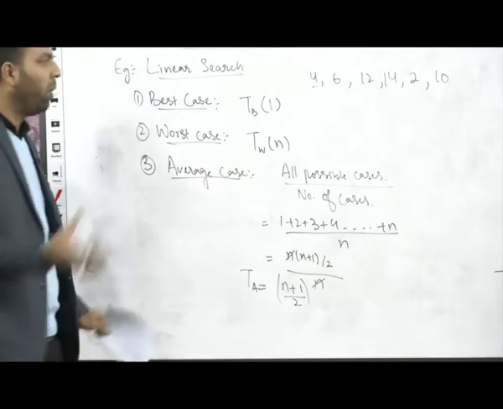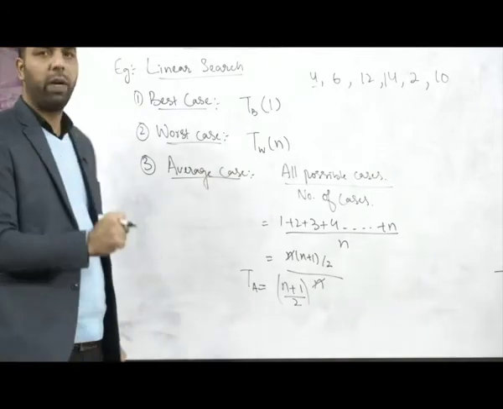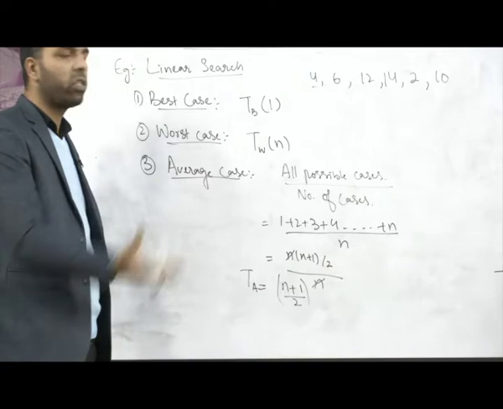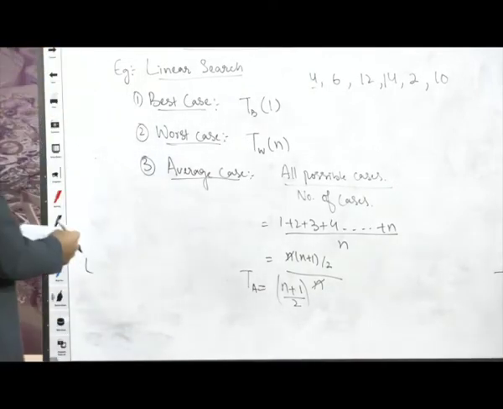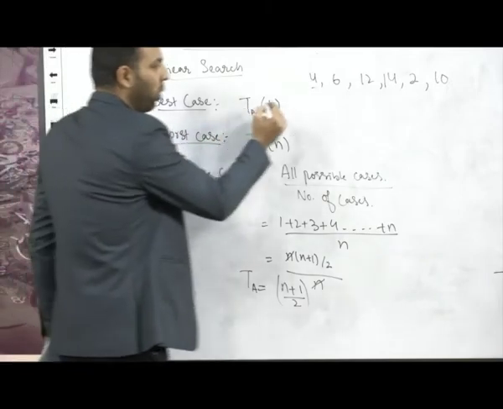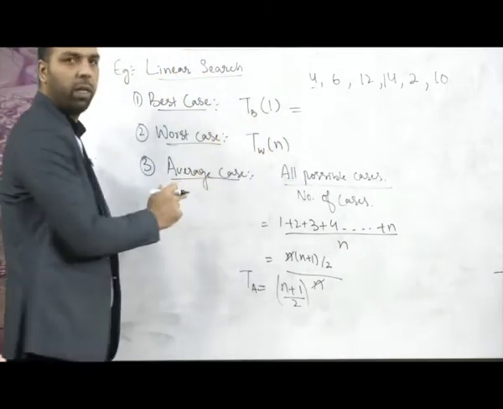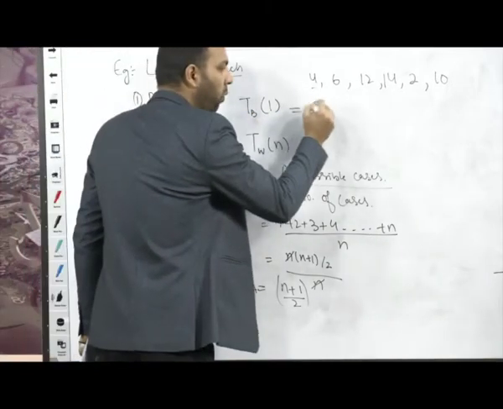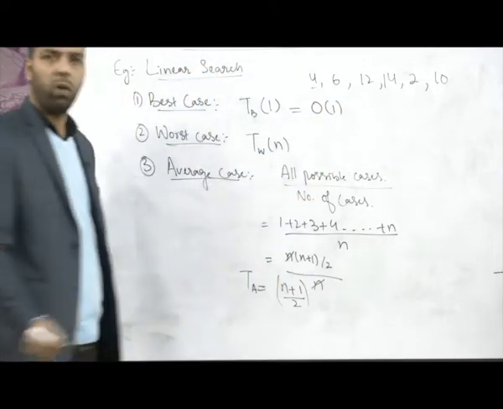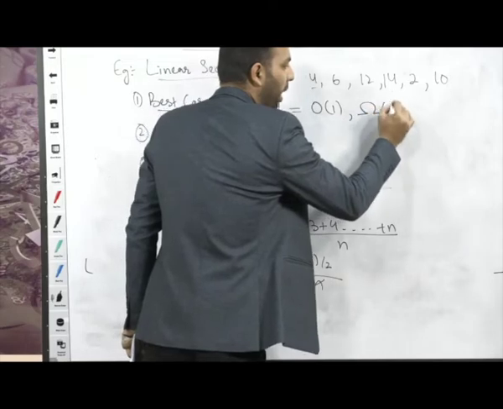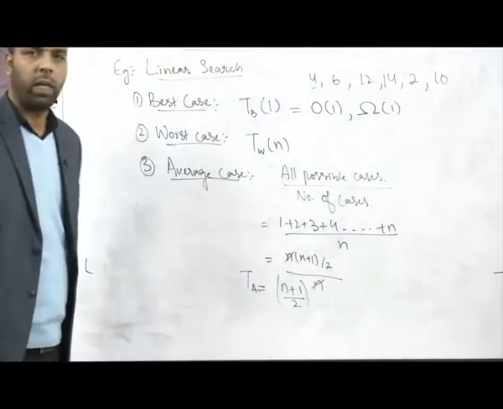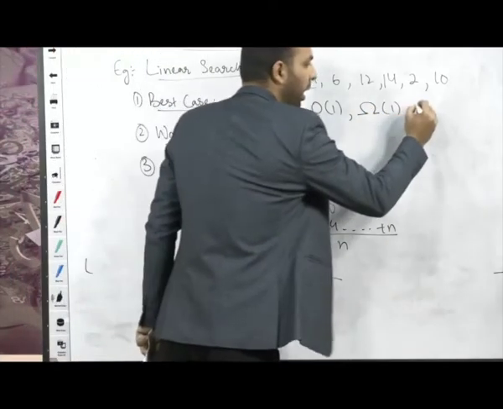Okay. So now let us clear it out how it is different or how it relates to your asymptotic notations. So what we can write is that your best case is of the order of 1. Yes, it is of the order of 1. It is omega 1. Yes, that is right. And it is theta 1.